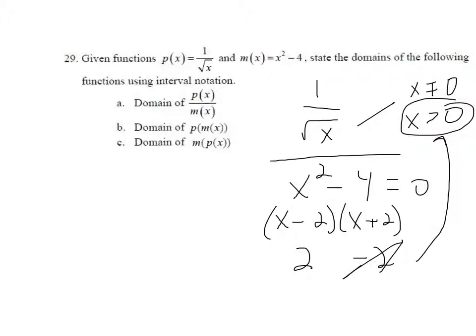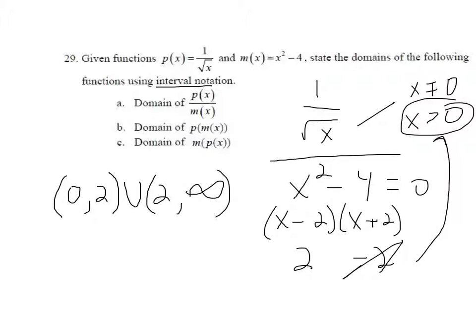So if I'm going to talk about the domain, I have to have an open bracket, and I guess they are telling me to use interval notation. So open bracket 0, and then it can't be 2, and I'm going to skip over 2, then I'm going to go out to infinity. And that takes care of the domain for part A.